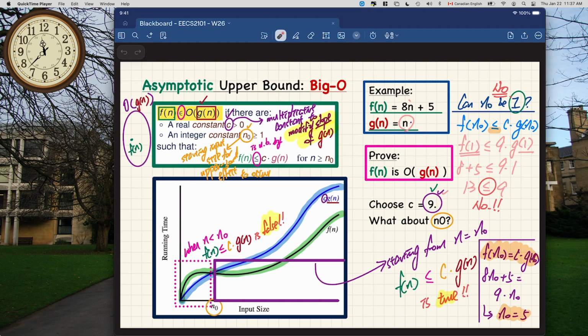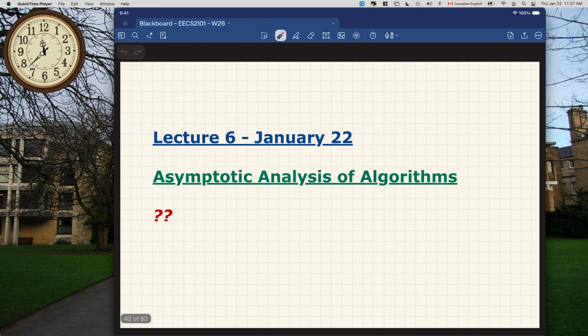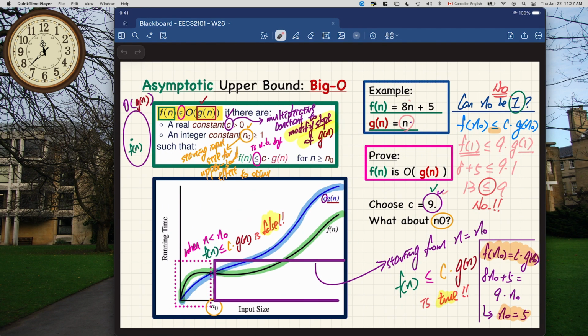Any question about this definition here? Any part that's not clear to you? Very important, right? Okay. All right, so that's about last time on Tuesday.